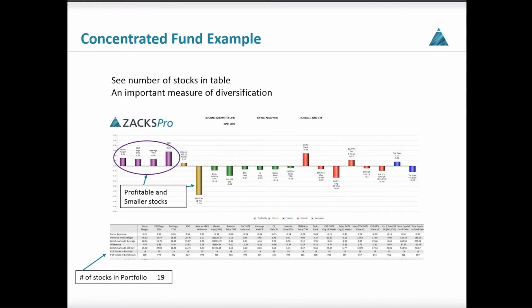And in the table below, you can actually see the number of stocks for each factor. In this case, it's 19 or 20. So very clearly, it's a concentrated fund. And you can see some additional information because you can see the emphasis, the margins, the return on equity for those 19 stocks. They're also choosing smaller stocks as well. Again, you can use this information to verbally describe a fund.